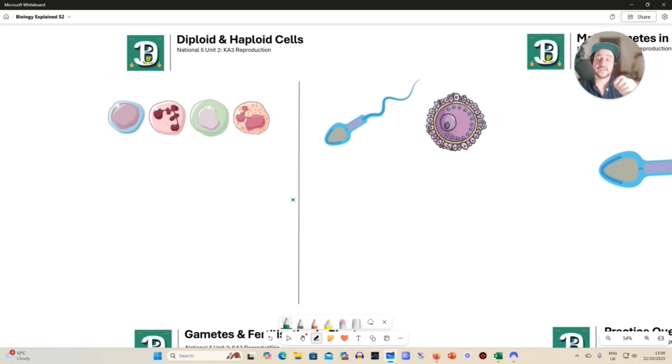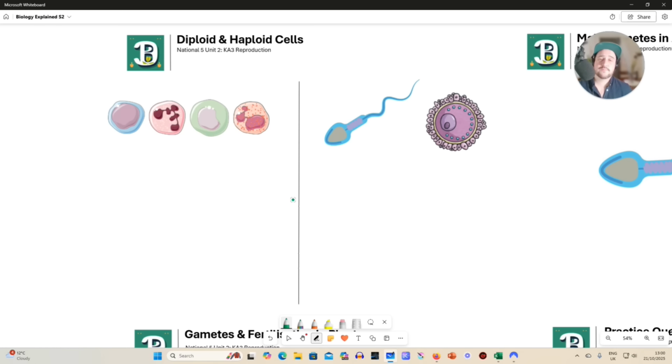If the sperm or the egg had 46 chromosomes each, then the resulting zygote, which will then grow into the embryo, will have more than 46 chromosomes in total, which is not going to work. Okay, the cell needs 46 chromosomes, 23 pairs, in order for it to start growing into an embryo and then into a fetus and so on and so forth.